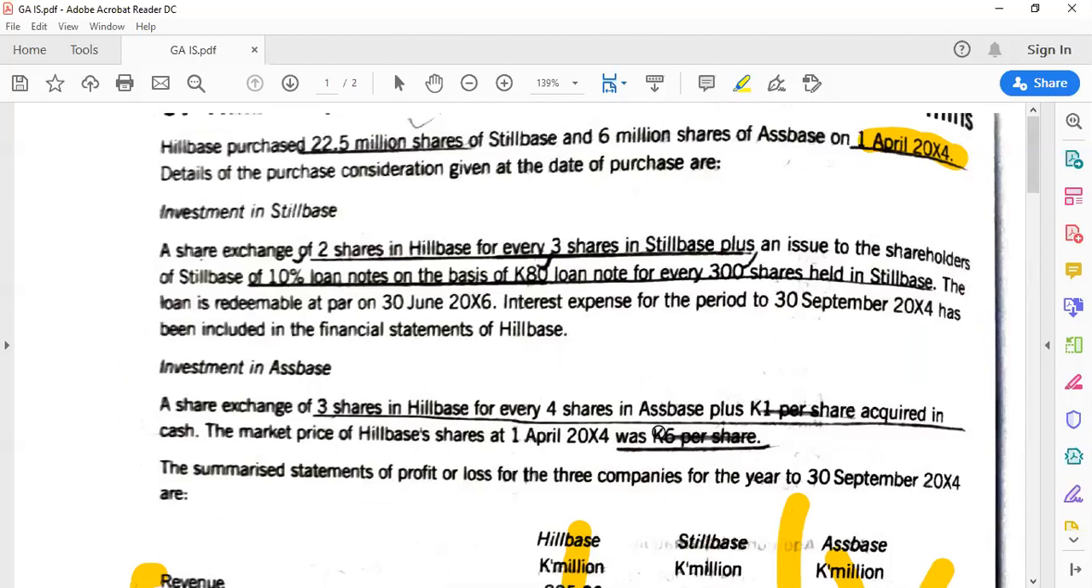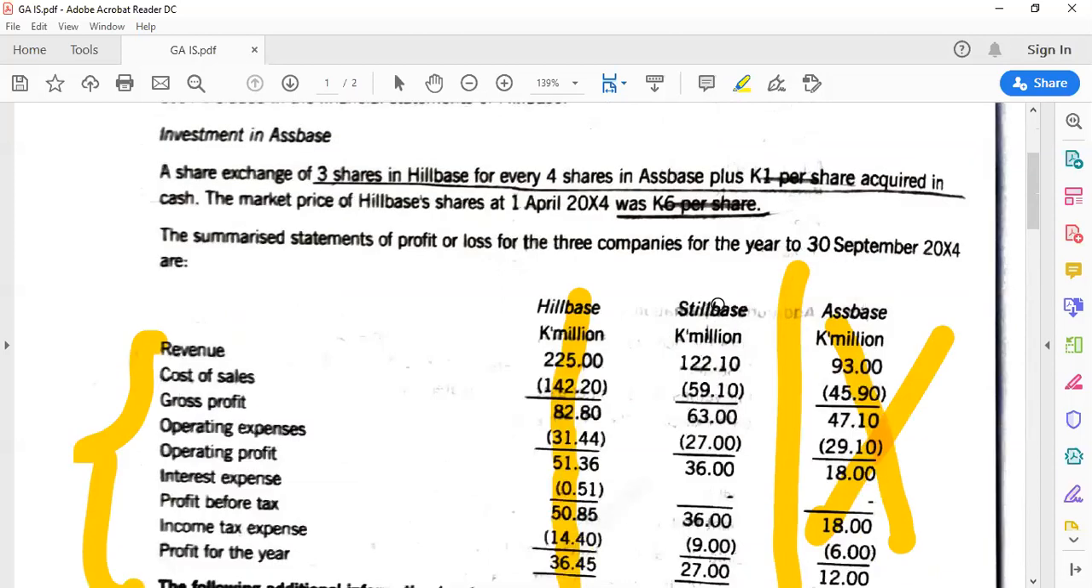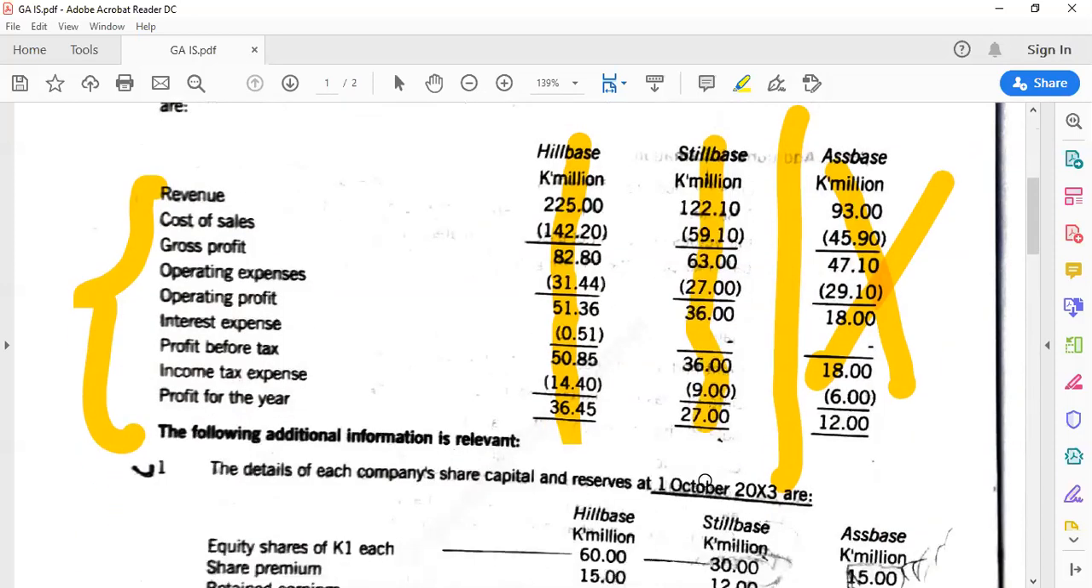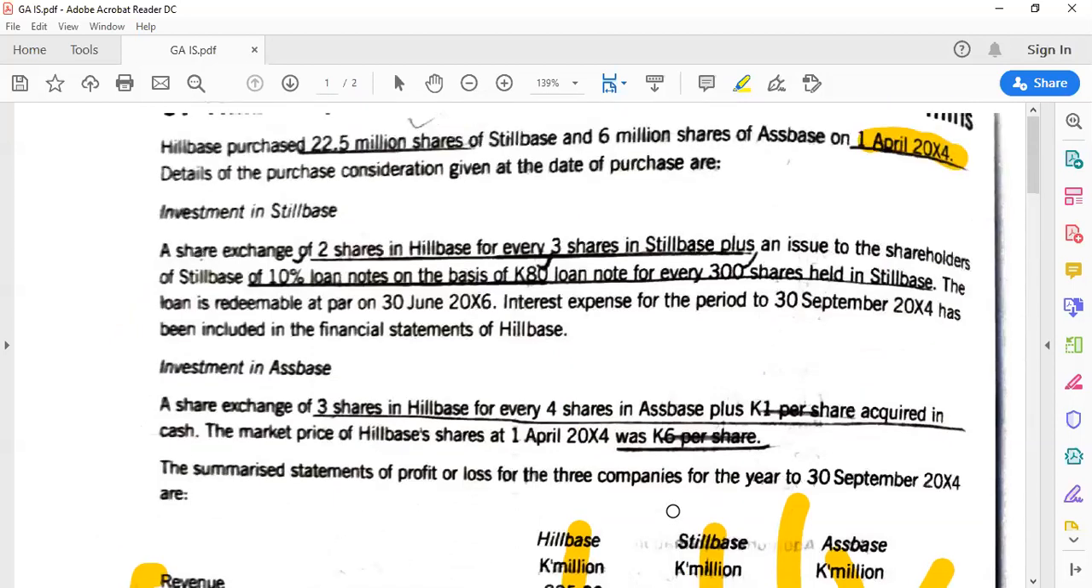Now, what else do you do once you copy and paste for the parent? For the subsidiary, you also copy and paste, but this time you multiply by 6 over 12 to show that it was acquired 6 months down the line. Have you seen that? Yes.